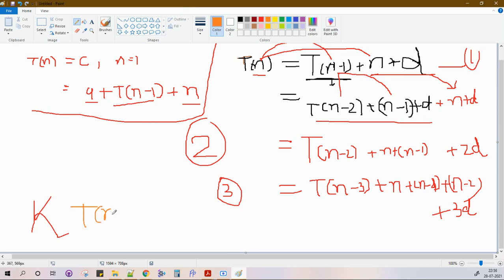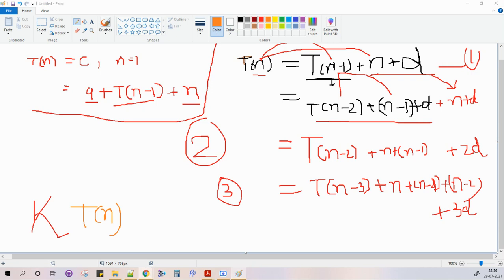T of n should be. Is there any question? I guess someone was thinking in the chat.